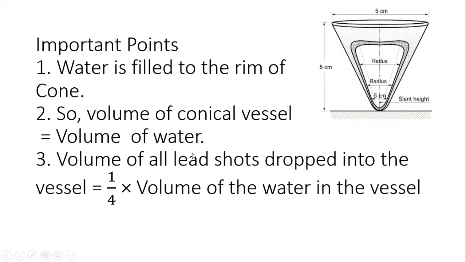If these 2 points are clear, there is nothing to worry. We can calculate easily because all measurements are given along with the shapes. So what are the 2 points to have clarity? First, water is filled to the rim of the cone, so volume of the water is equal to the volume of the conical vessel. And some lead shots, that number is to be found out by us, are dropped into the vessel such that 1/4 of the volume of the vessel flowed out.